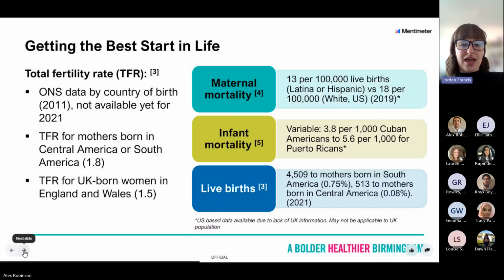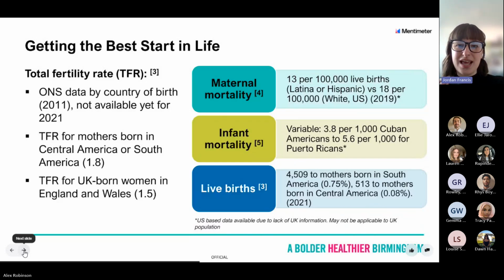Some of the international statistics that we have on maternal and infant mortality potentially highlight a higher infant mortality rate than the US population, but a lower maternal mortality rate. So we have a maternal mortality rate of 13 per 100,000 live births for Latino or Hispanic populations versus 18 per 100,000 in the white US population. So there potentially are slightly better maternal outcomes there. But again, this is US based data only, and there's no information on the UK population.